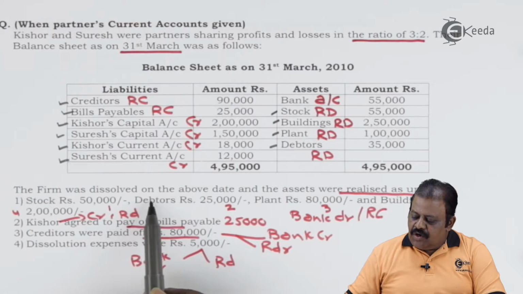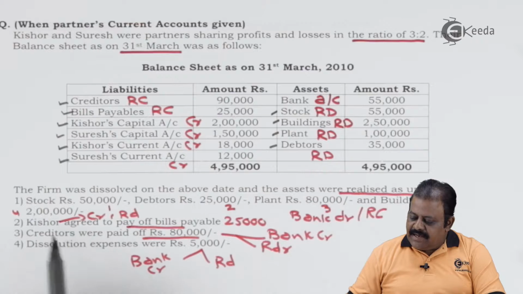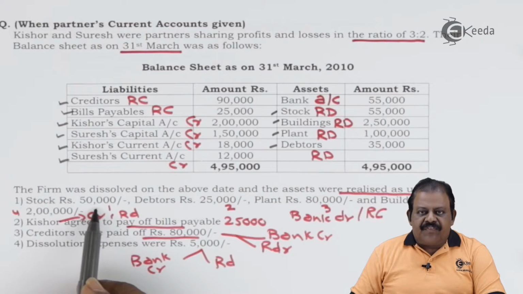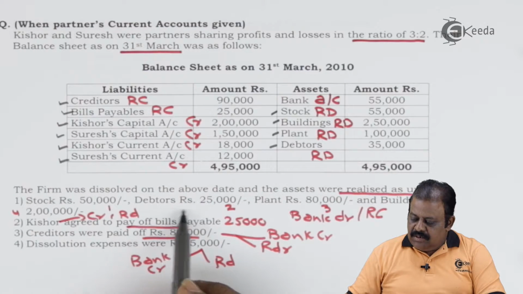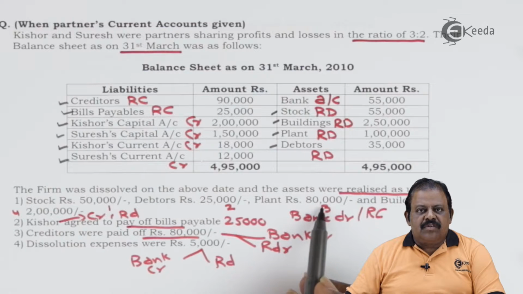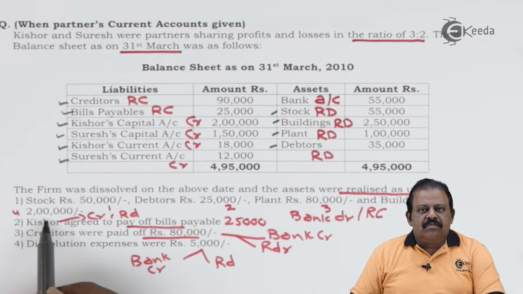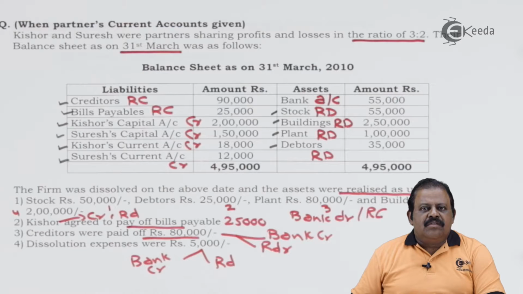The firm was dissolved on above date and the assets were realized as under: stock 50,000, 1, debtors 25,000, 2, plant 80,000, 3, building 2 lakhs, 4. 4 assets are sold, amount is received, cash bank account will be debited and realization account will be credited.